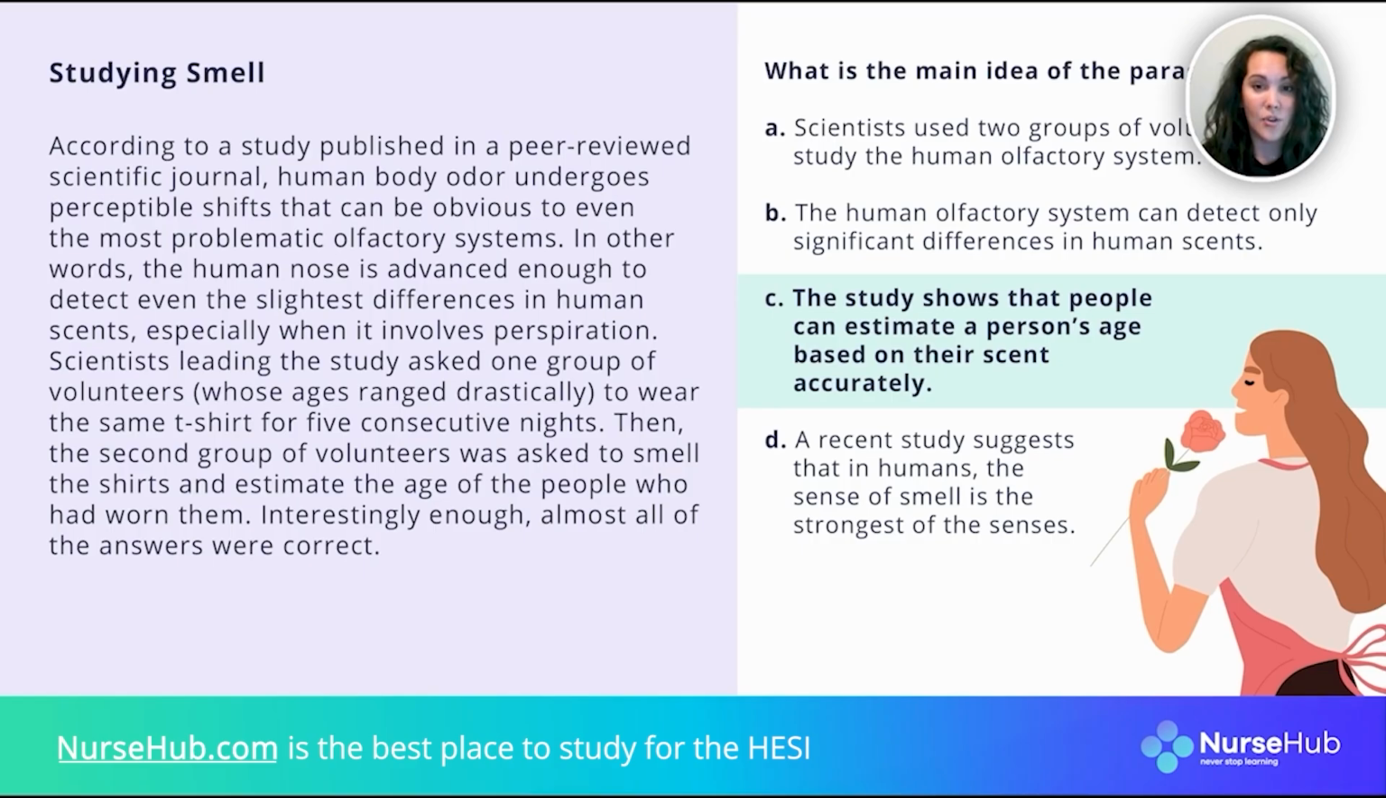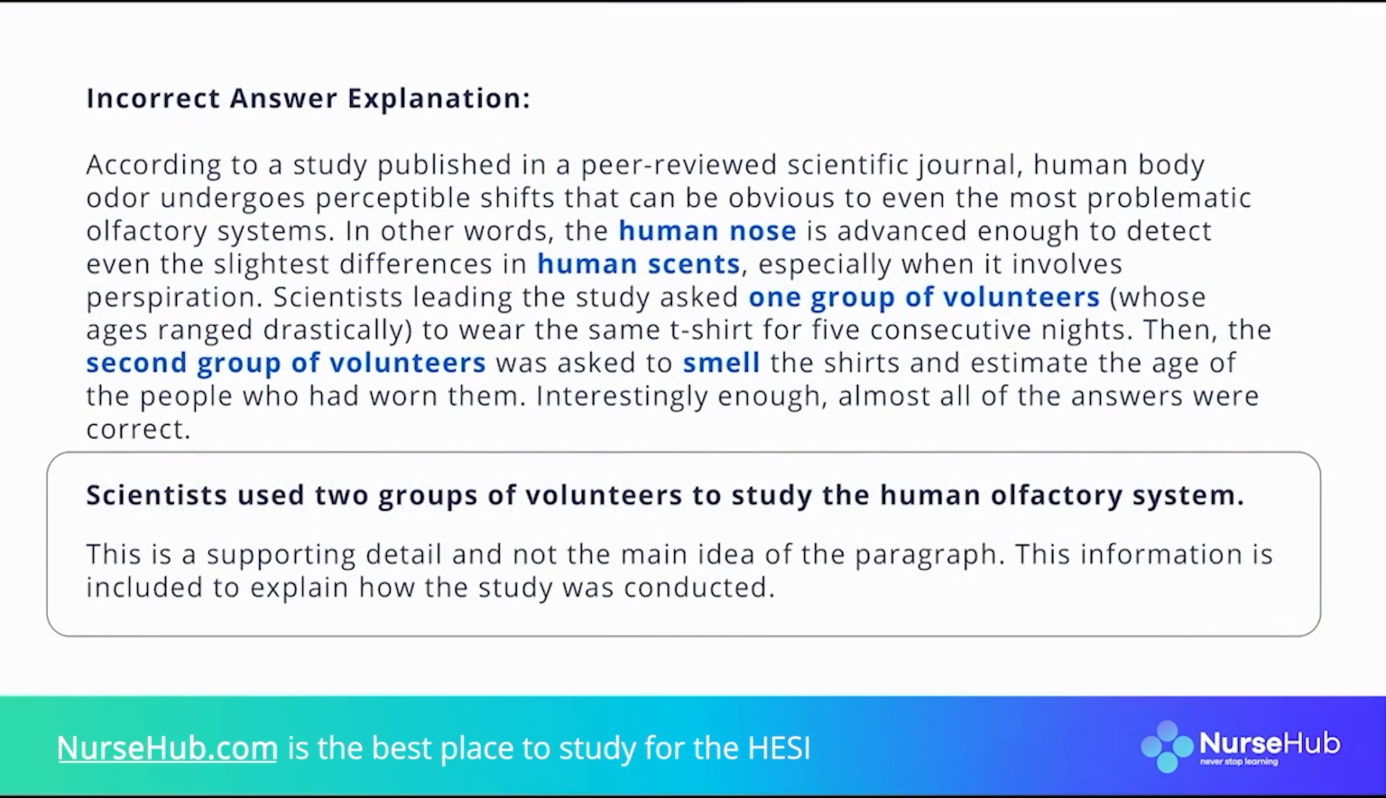As you can see, it's highlighted on your screen now. So let's go ahead and go through each answer individually so that you can see why the correct answer is correct and the incorrect answers are incorrect. Here's our first one. Scientists used 2 groups of volunteers to study the human olfactory system. So this is just a supporting detail. It's not the main idea. This information is included to explain how the study was conducted, and it doesn't give us any information about the outcome of the study, which is really important in this paragraph.